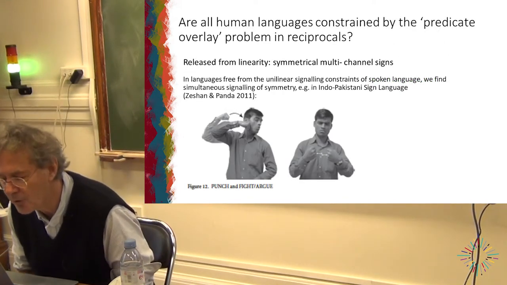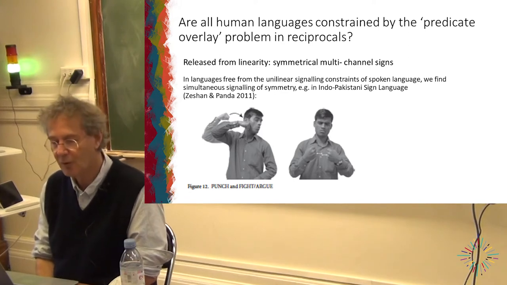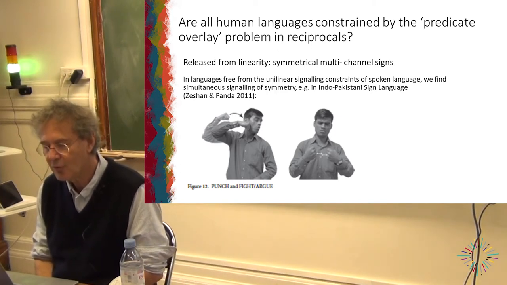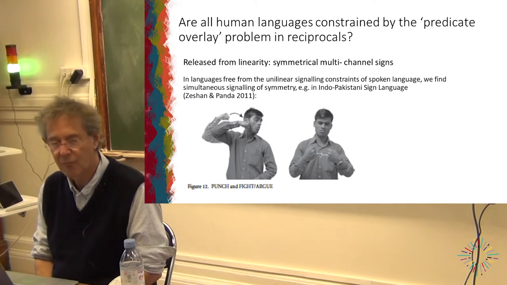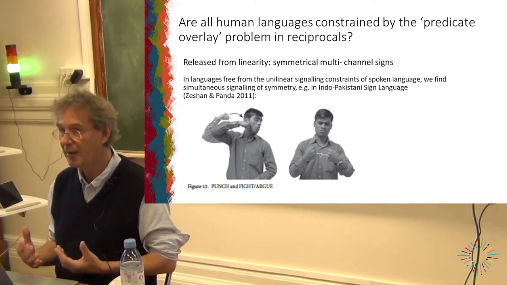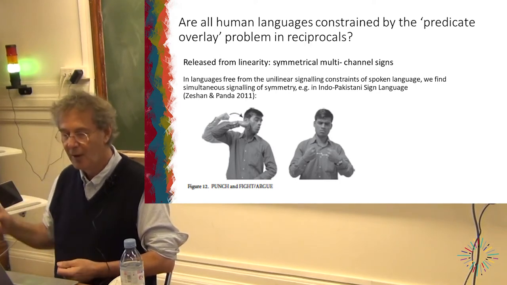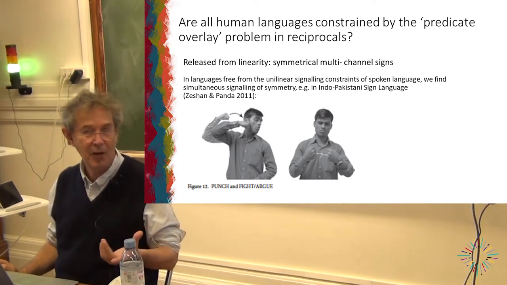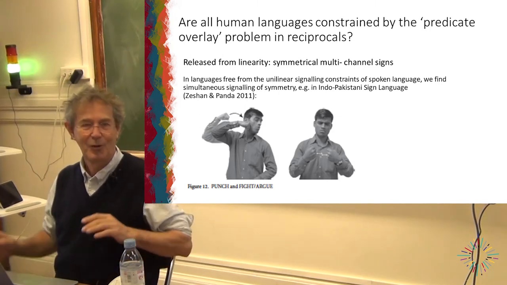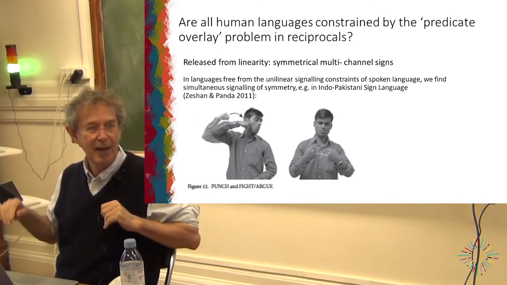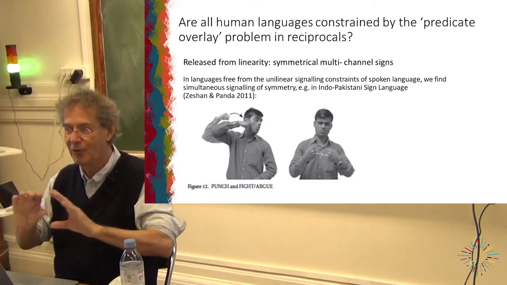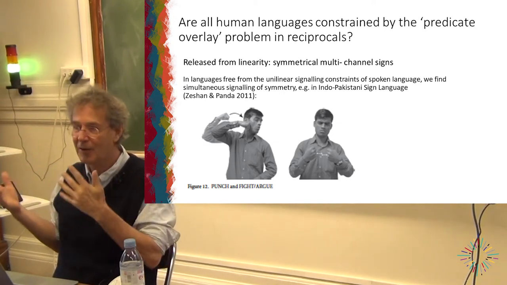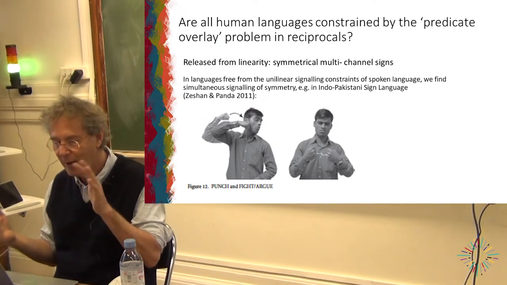Well, are all human languages constrained by what we can call the predicate overlay problem? One interesting thing, since sign languages are interesting here, is that in spoken language we are constrained by linearity. We've just got one signal that we have to go through. There are interesting exceptions to this in the case of suprasegmentals like tone or pharyngealization. So you could imagine a really cool imaginary language where you put one predicate into the segments and another into the tonal pattern, or maybe a Semitic type structure where you put part of it into the vowels and part into the consonants.